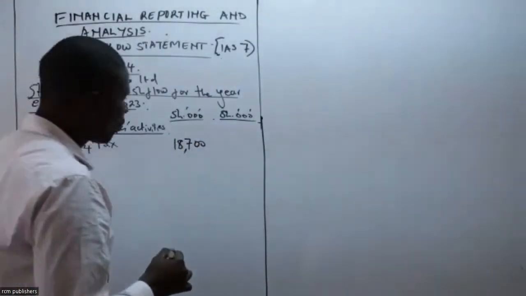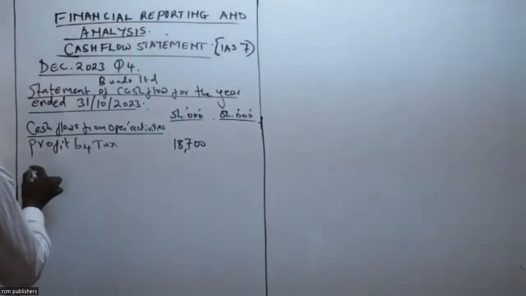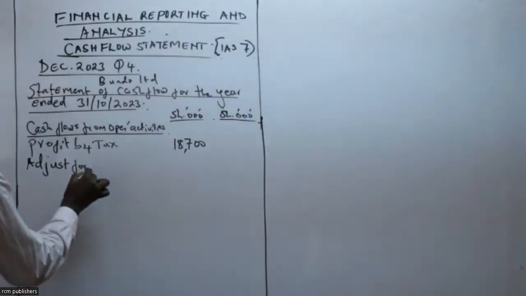It's just a matter of looking at what the examiner wants, profit before tax, and then we adjust for non-cash items.